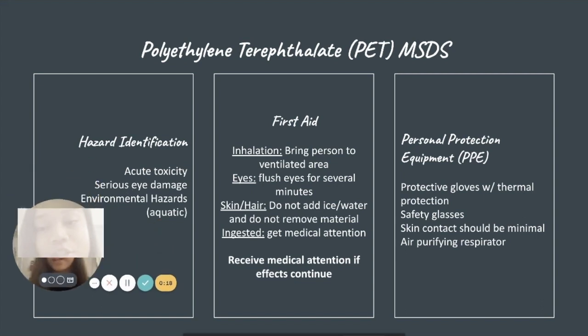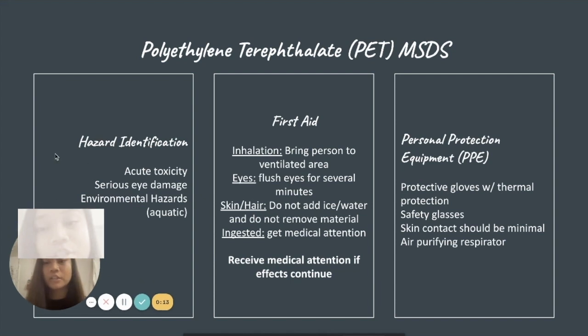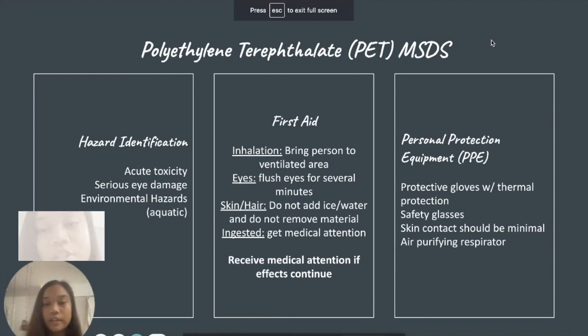According to the Sigma-Aldrich MSDS sheet, its hazard identifications are acute toxicity, serious eye damage, and environmental hazards, specifically aquatic. Continuing where I left off, its first aid measures if exposed: if it is inhaled, you want to bring the person to a well-ventilated area.